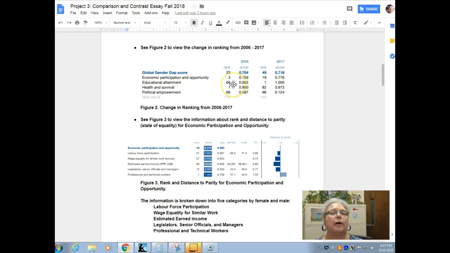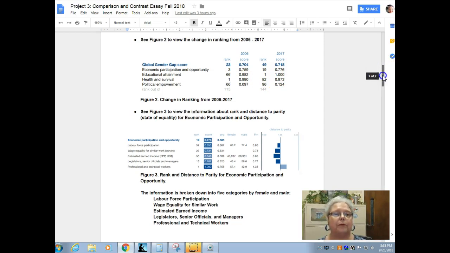Educational attainment, we were 66th in 2006, and look, we're number 1 in 2017, the most educated country in the world, as far as men and women both getting an education. And then health and survival, we were 1st in 2006, but we have dropped, oh man, all the way down to 82nd in health and survival. So we have really dropped while other countries have moved up.